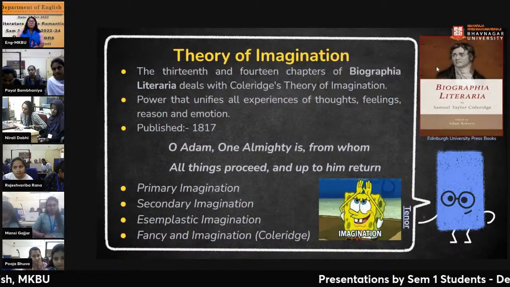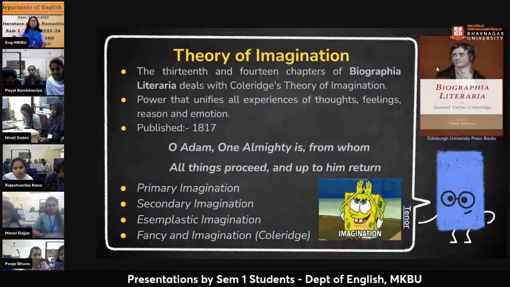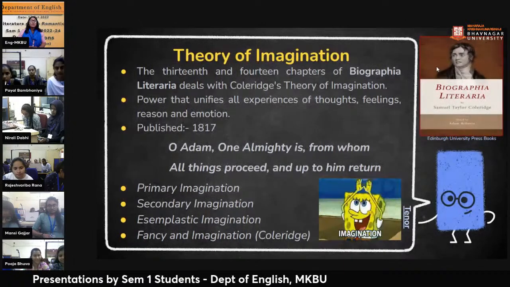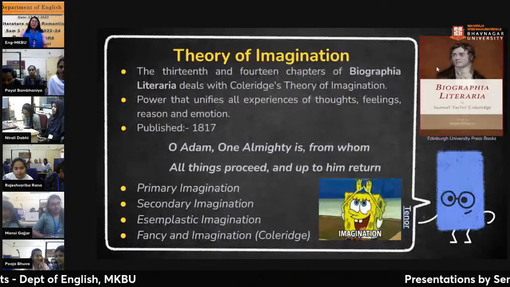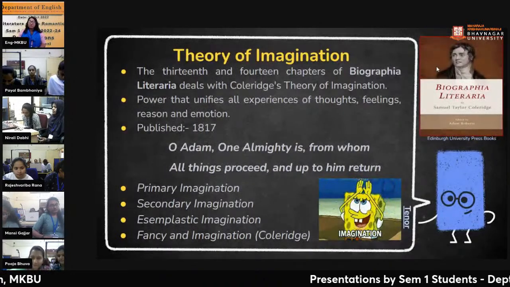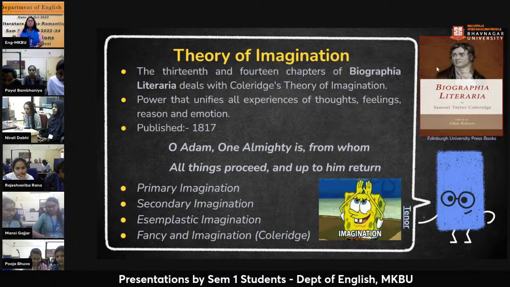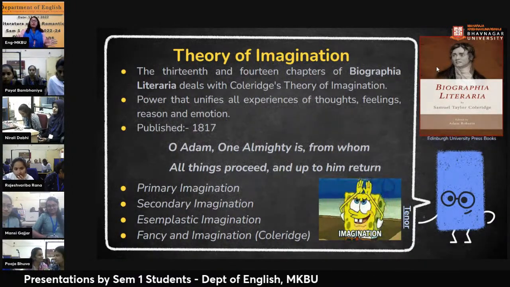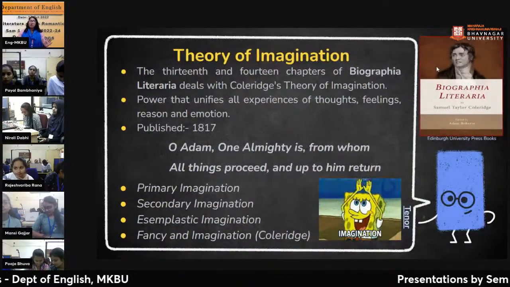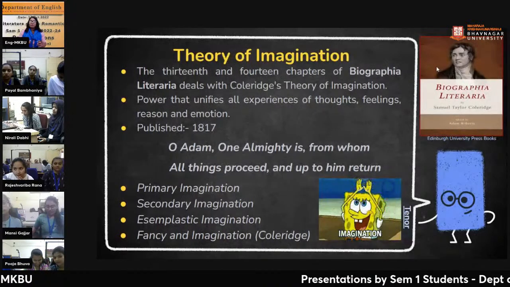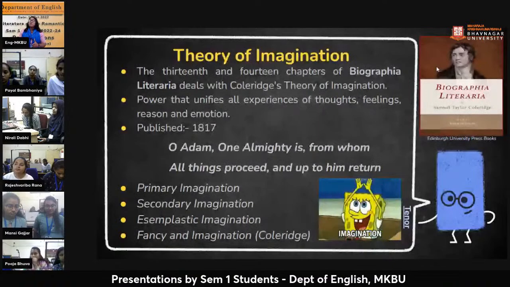It was published in 1817, and these two lines, "O Adam, one Almighty is, from whom all things proceed, and up to him return." These two lines are the first lines of the 13th chapter on the theory of imagination or esemplastic imagination. These two lines describe that all creation, all imagination first started with God Almighty. What is in this world, like water, birds, and all the insects, are creations and imagination of God's mind.